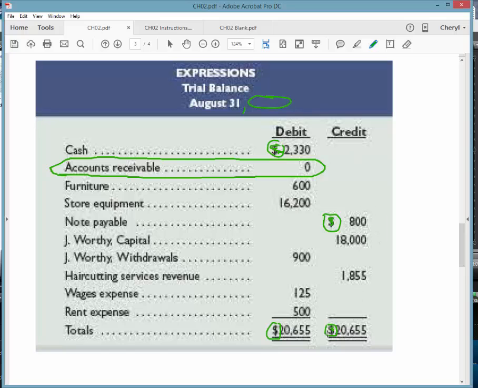Okay. Put all of your debit balances on the debit side, all of your credit balances on the credit side, and make sure you add your label when you add them up that these are your totals, and your totals must match. Okay. If they match, double underline.